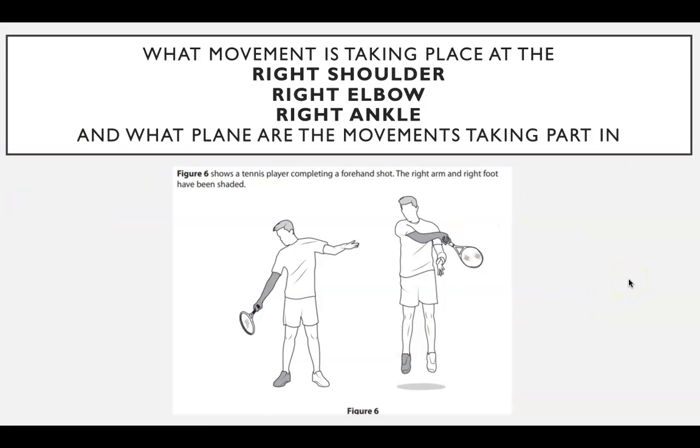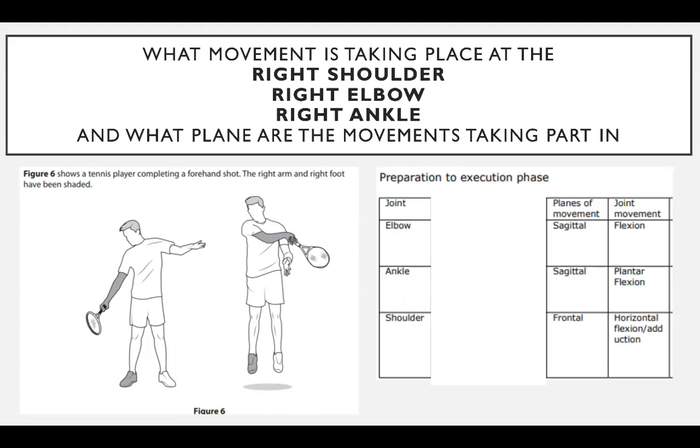So, what movement is taking place at the right shoulder, the right elbow and the right ankle, and what plane are the movements taking place in? Pause this and give that a go. Answers: elbow joint, joint movement flexion; ankle, plantar flexion; shoulder, horizontal flexion or adduction. Plane of movement: sagittal plane for flexion, sagittal plane for plantar flexion. Now, horizontal flexion takes place in the transverse plane, or adduction takes place in the frontal plane. Okay, so whichever one you choose, you need to make sure you've got the correct plane of movement there.